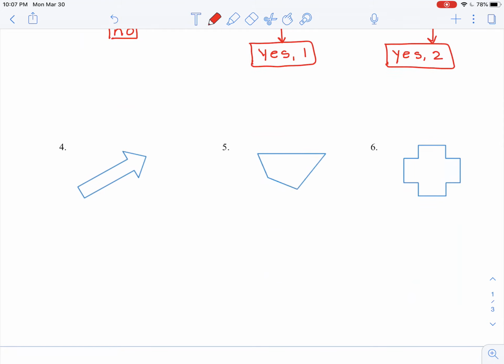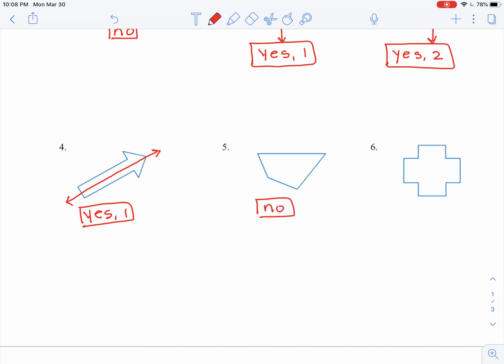Question number 4, this arrow has line symmetry. It only has one, and that's if we were to cut directly through the middle of the shape and the tip of the arrow, just like this. In number 5, we do not have line symmetry. There's no way to fold this picture so that the two halves are congruent.